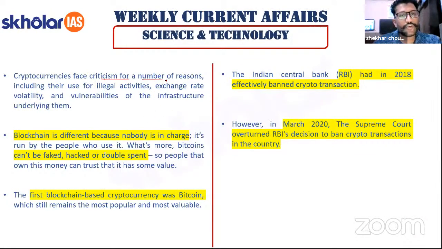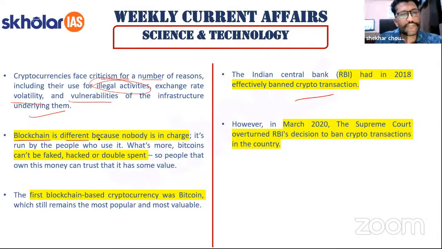Cryptocurrencies face criticism for a number of reasons, including illegal activities, exchange rate volatility, vulnerability, infrastructure नहीं है लोगों के पास, और इनको गवर्न करने में इंडिया में तो इनके लिए कोई अभी लॉ नहीं है. और इसको एक particularly I remember there was a person who opened an ATM for a cryptocurrency in Bangalore, and he was arrested because this was declared illegal in India, as it was banned. And then also he went on to open this ATM and he was arrested.